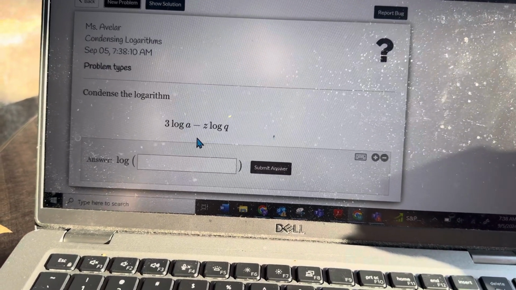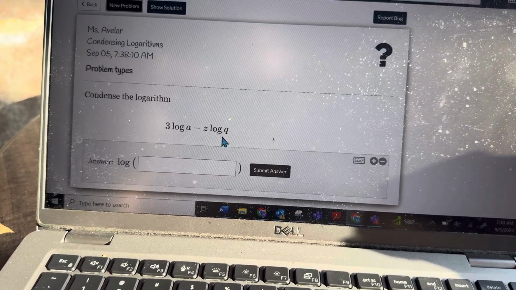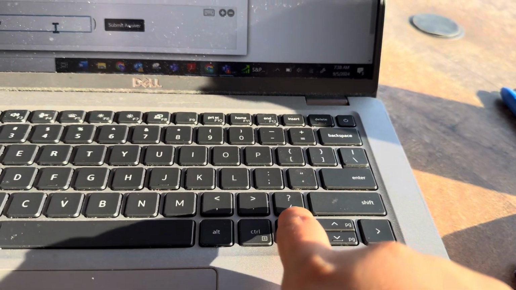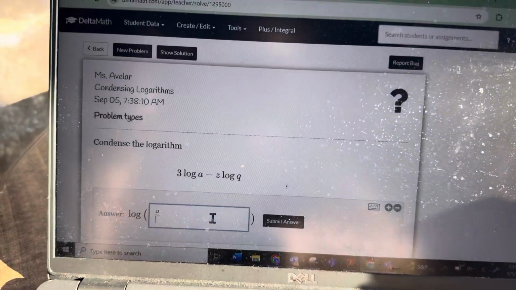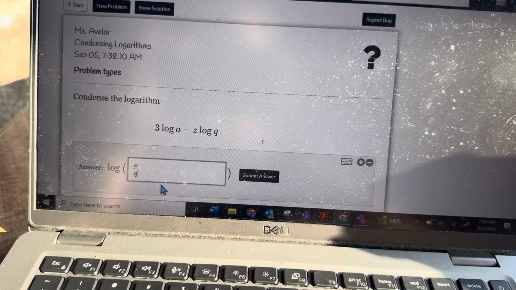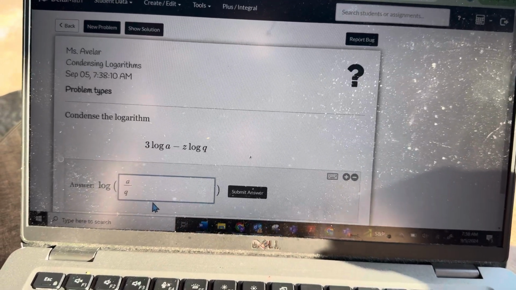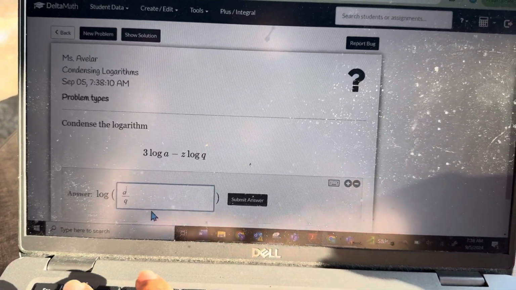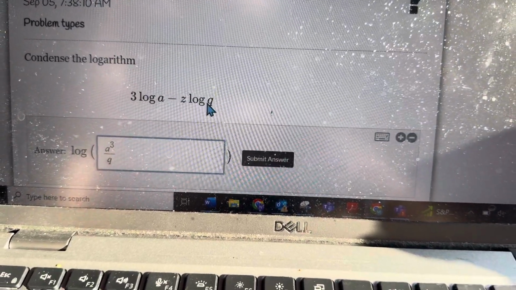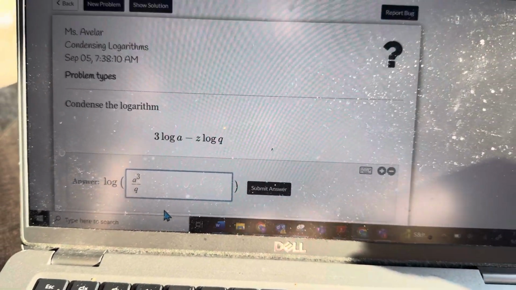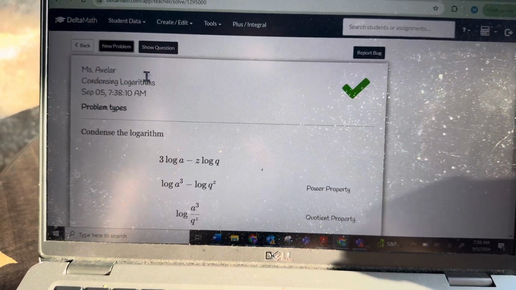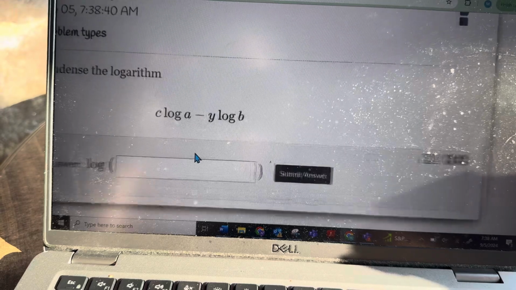Okay, they're subtracting, so that's division. A is gonna divide with Q. So I'm gonna put A. And then divide, is this button, the question mark button? Divide Q. And then the 3 is the exponent of the A. So I'm gonna go back up to the top, shift 6 and put a 3. And Z is at the front, so that's the exponent of Q. Sometimes it's a number, sometimes it's a variable. Okay, check it. Correct. So hopefully those are kind of making sense.